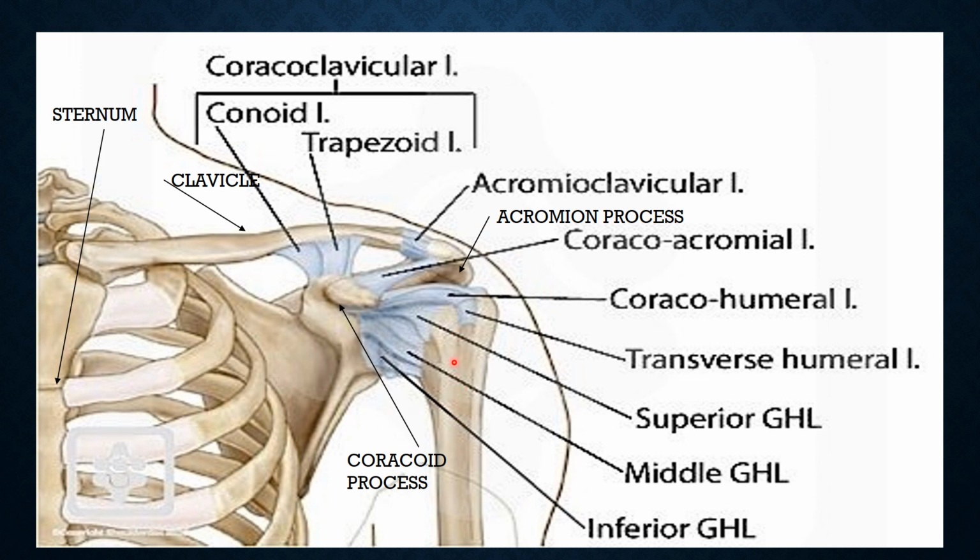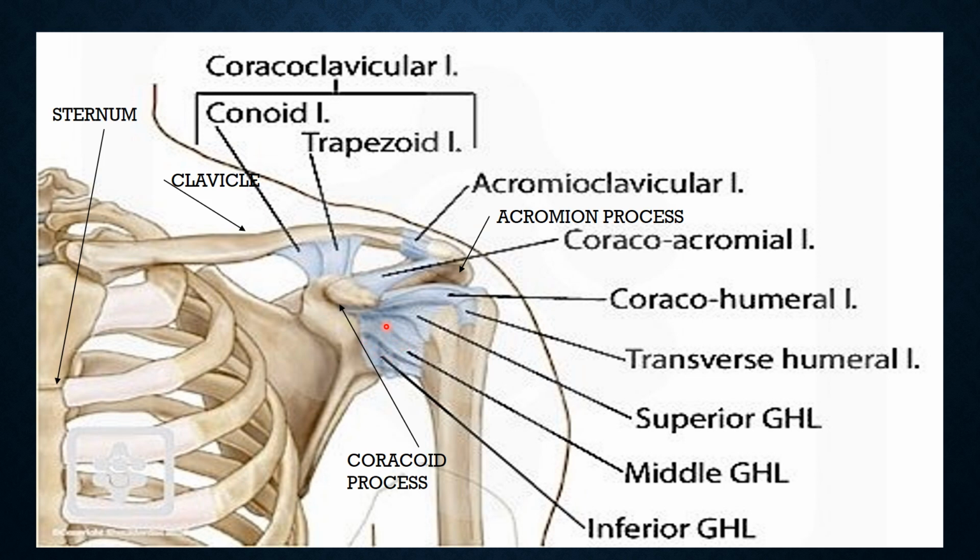Okay, first we have glenohumeral ligament. Glenohumeral ligament is of three types: superior glenohumeral ligament, middle glenohumeral ligament, and inferior glenohumeral ligament. Glenohumeral ligament stabilizes the anterior aspect of the joint, and it prevents the anterior dislocation of the shoulder joint, and it attaches the glenoid cavity to the humerus, right?